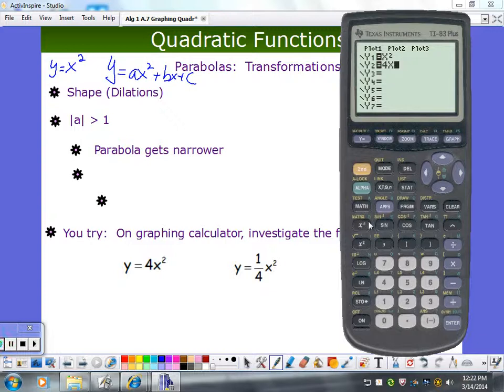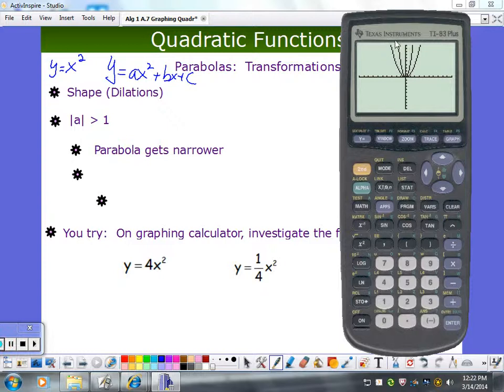Whoops, that's the wrong button, because I can't really do it there. Okay. So x squared is going to graph first, and then you're going to see y equals 4x squared. There's x squared. Here's 4x squared. What happened? It got thinner. And we call this a stretch.